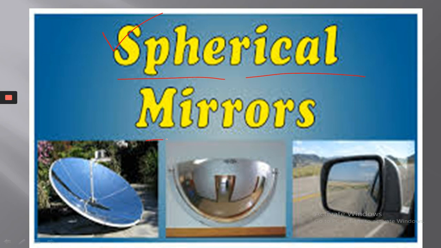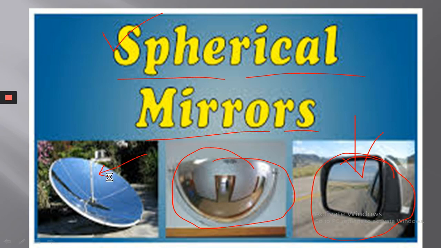Okay, now what are spherical mirrors? Have you seen the rear view mirror of a car? That is an example of a spherical mirror. Any round shiny object which can reflect light can be considered as a part of a spherical mirror. Even the dish antenna used in DTH is also an example of a spherical mirror.